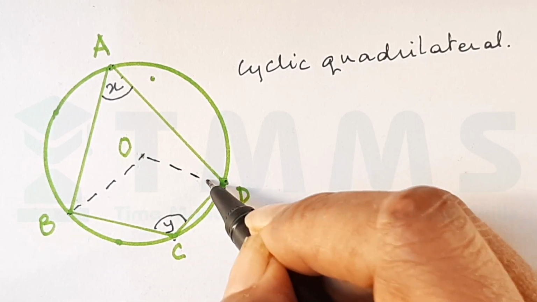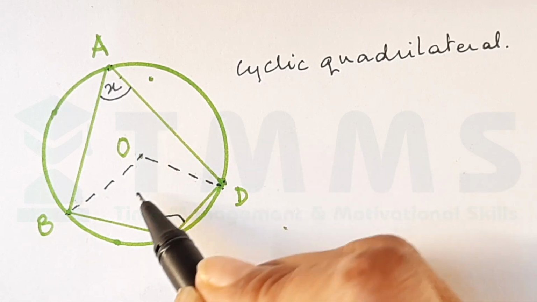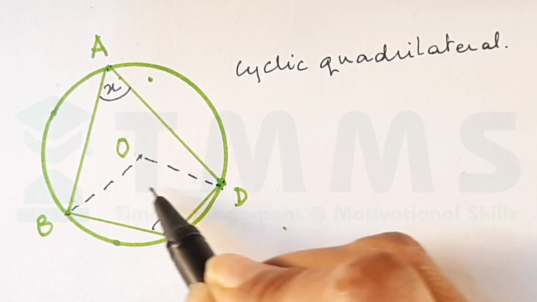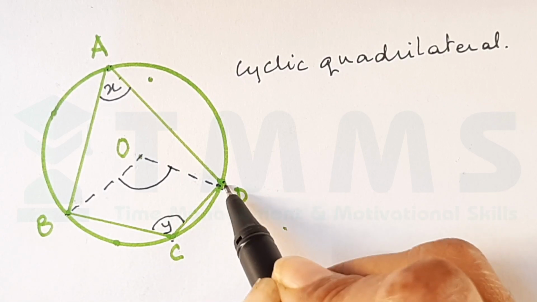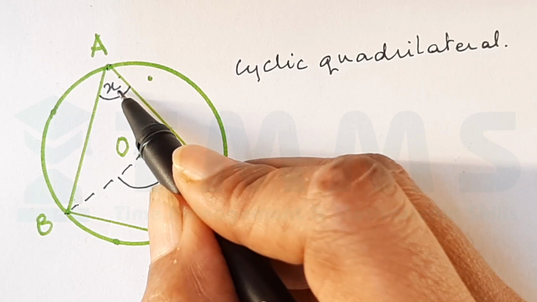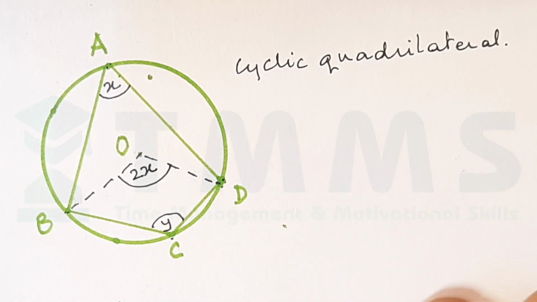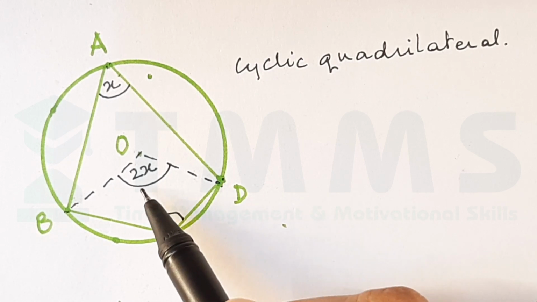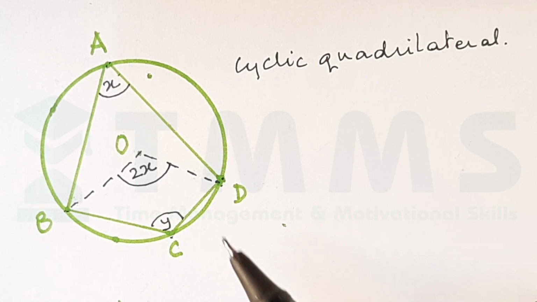If you take BO and OD, you join them, you will get angle BOD, angle at the center, by arc BCD. BCD is making angle BAD at the circumference. So BOD becomes twice that. Why? Because of theorem 1. What does it say? Angle at the center is twice angle subtended at the circumference, right?